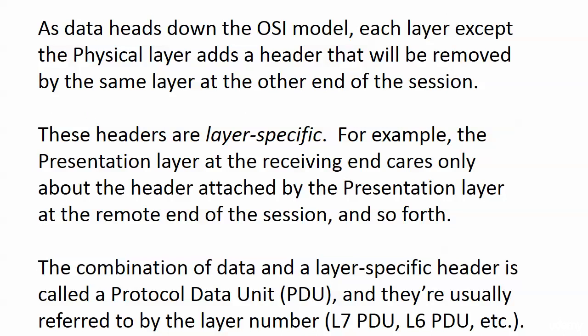As data heads down the OSI model, every layer except the physical layer adds a little bit of overhead. Each layer adds a header that will be removed by the same layer at the other end of the session. These headers are layer specific, because the presentation layer at the receiving end doesn't care about any headers on that data except the one put on by the presentation layer at the remote end of the session. That's true for every layer. This combination of data and a layer-specific header is called a protocol data unit, or PDU, and PDUs are usually referred to by the layer number: L7 PDU, L6 PDU, etc.